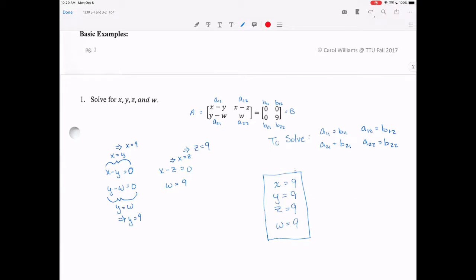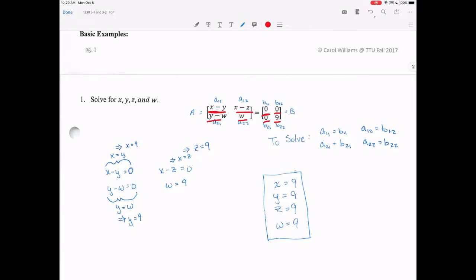All right, so for example number 1, you're going to set things equal term by term. So you're going to set the first term equal to the top term, and that's what I mean by term. They have to be in the same position in each matrix, and that's how you're going to set them equal. So x minus y equals the 0. The w equals the 9.